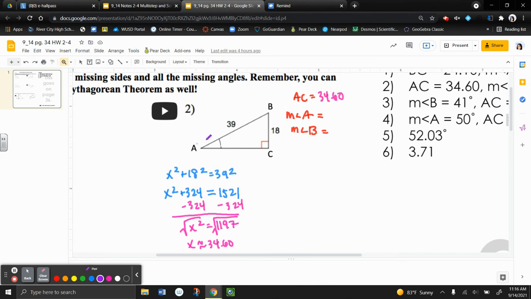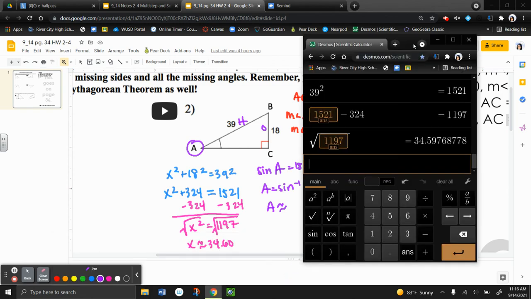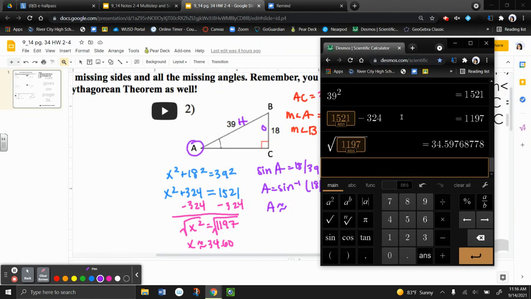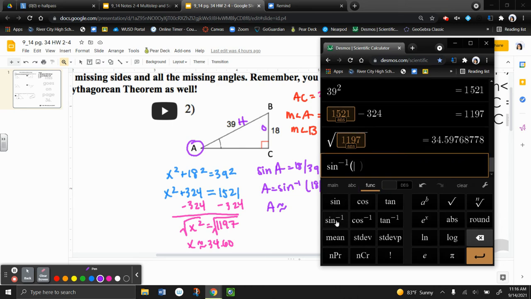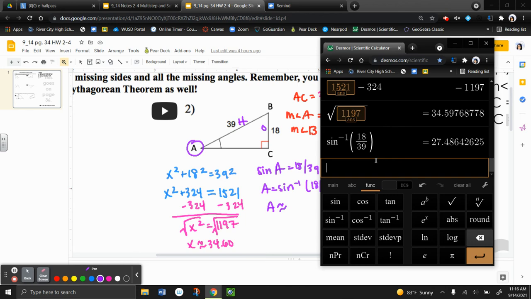All right, so now let's solve for the measure of angle A. So I'm going to use that as my reference angle. 18 is opposite, 39 is my hypotenuse. So OH tells me sine 18 over 39. So since we're solving for an angle, we're going to use the inverse. So inverse sine of 18 over 39, you get 27.49.